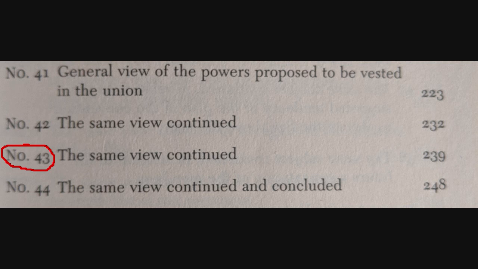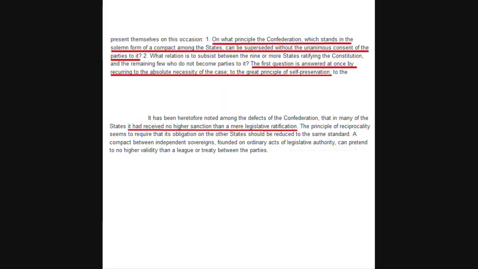And in Federalist number 43, James Madison addresses the question because the Constitution only needed 9 states to ratify it. How is that valid if the other 4 don't, and then the other 4 are still beholden to the Constitution? And he points out that it's the absolute necessity of the case. That's his words. Why is that? Because the Articles of Confederation were basically useless at that point.